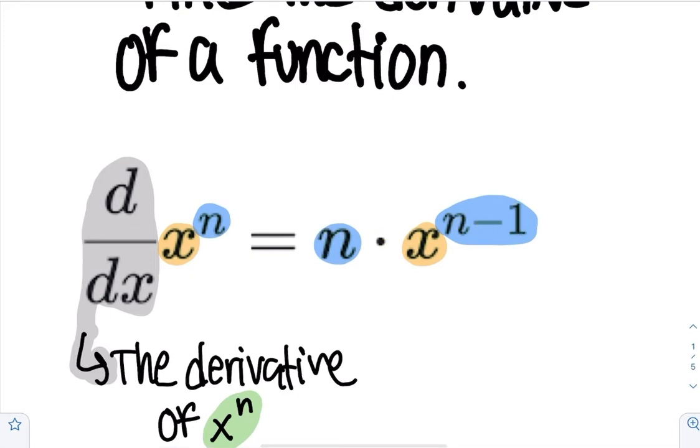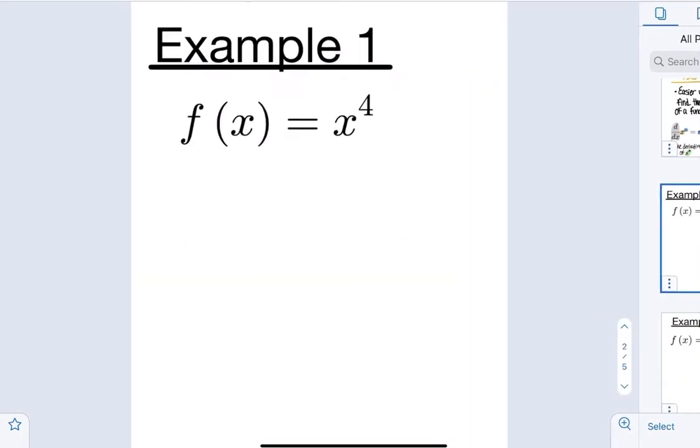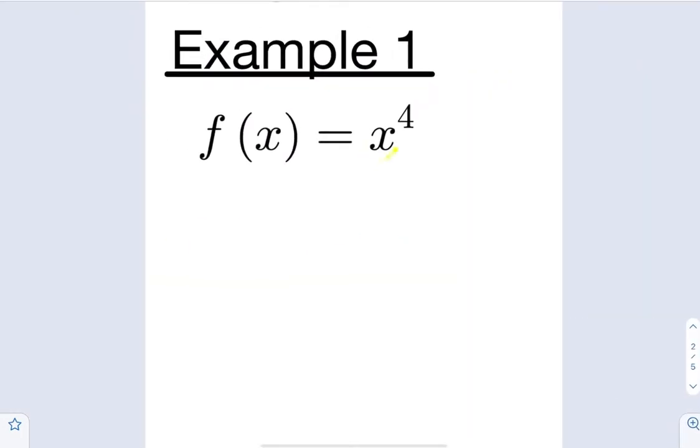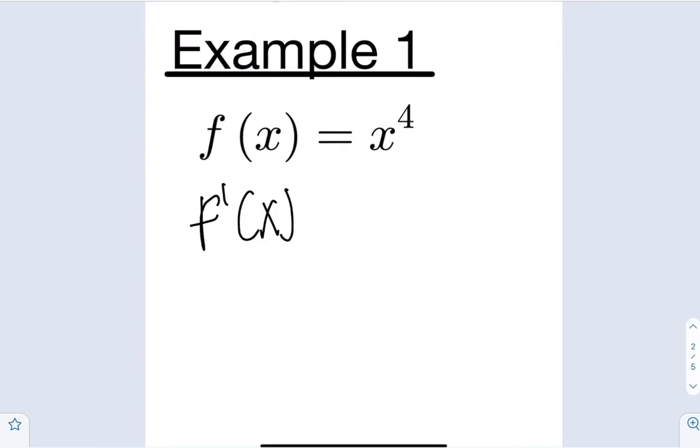So, for example, on this problem, we have x to the fourth power. I look at that and want to find the derivative, or f prime of x. We can do a couple things. We can do the limit definition, which would be pretty long, or we can use our newfound power rule that we just came up with. So, for the derivative of x to the fourth power, we're going to use the power rule. Do you remember what the power rule says?